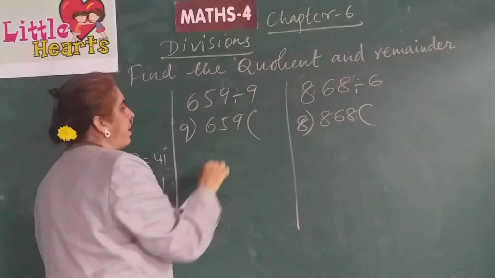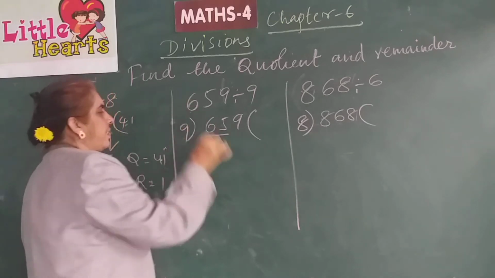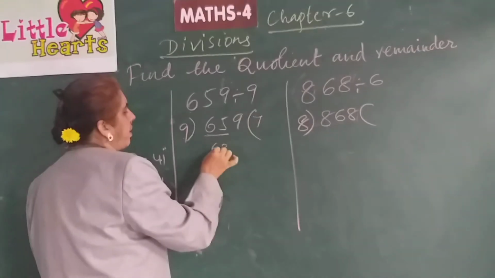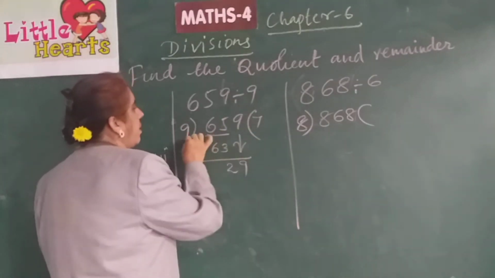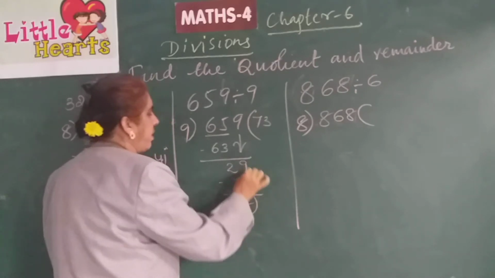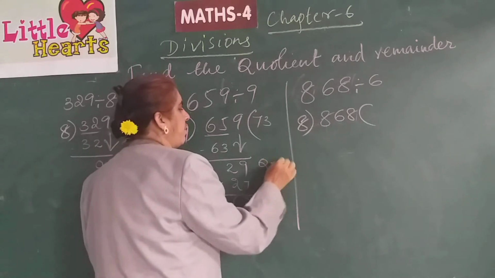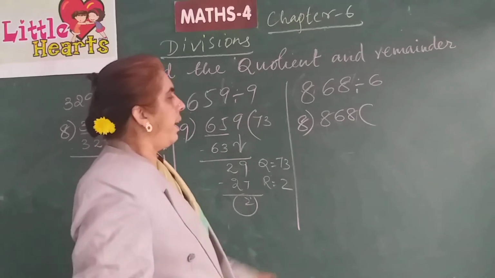659 divided by 9. As 6 is less than 9, take 2 digits, 65. 9 7s are 63. 65 minus 63 is 2, bring down 9. 9 3s are 27. 29 minus 27 is 2. So quotient is equal to 73. Remainder is equal to 2.